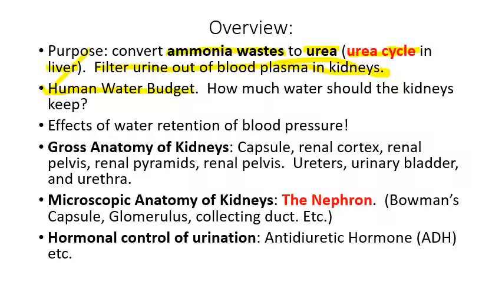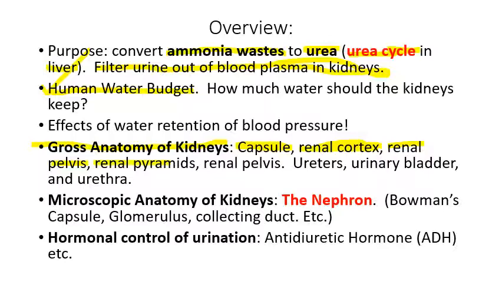All right, once we've discussed all these things, we're going to discuss the gross anatomy of the kidneys. The outer part of the kidney is referred to as a capsule, and it's made of fibrous connective tissue. The outer layer of cells just inside the capsule is called the renal cortex. The renal pelvis is the central part of the kidney where urine is stored before it's sent down a tube called a ureter, and it goes from the ureter to the urinary bladder.